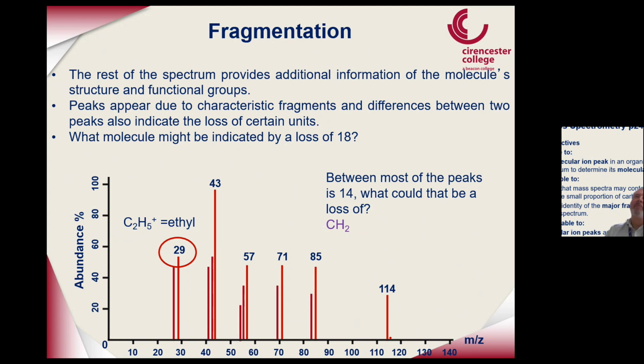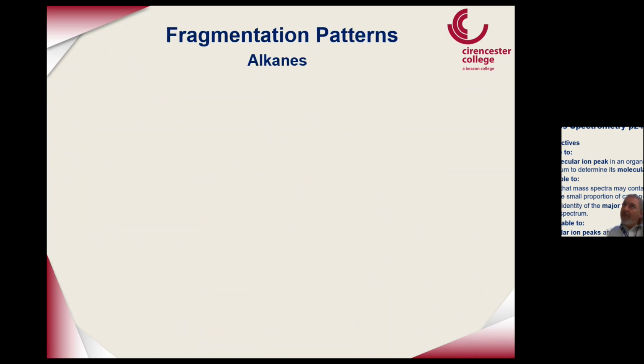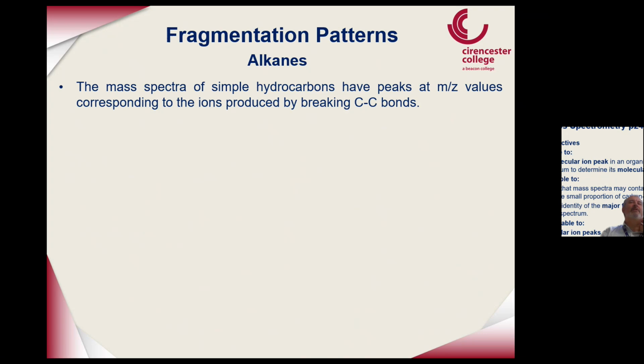What molecule might be indicated by a loss of 18? Water. What about 28? Carbon monoxide. Those might be quite common ones to lose because you might have an alcohol, or an aldehyde or something with a carbonyl group. The carbonyl is going to give you the carbon monoxide, and anything with an OH could be quite easy to lose as H2O. So let's have a look at some fragmentation patterns.